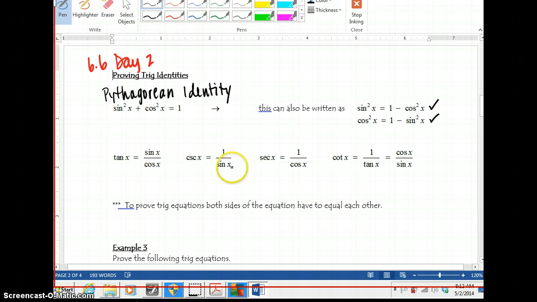Now the other functions that we've studied, we know tangent can be rewritten as sine divided by cosine. Cosecant is a reciprocal of the sine function. Secant is a reciprocal of the cosine function. And cotangent, depending on what we need, can be rewritten as 1 over tangent, or if we take the reciprocal of sine over cosine, cosine divided by sine.